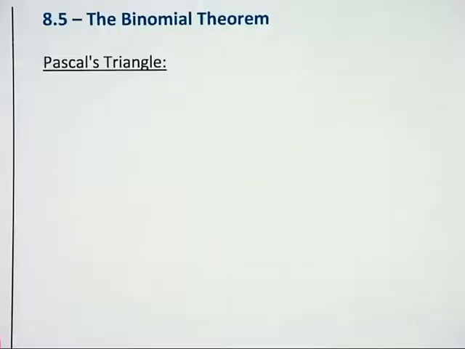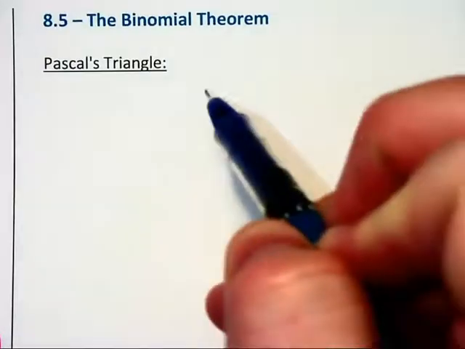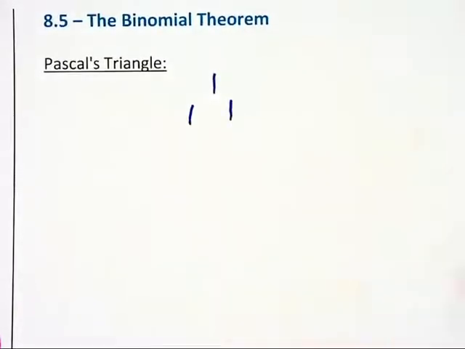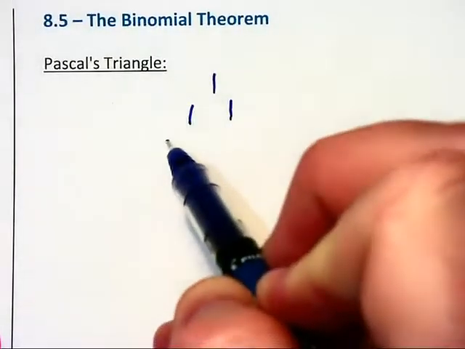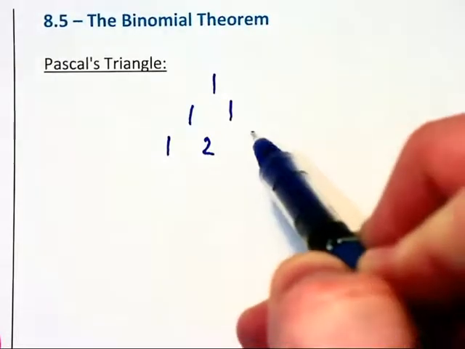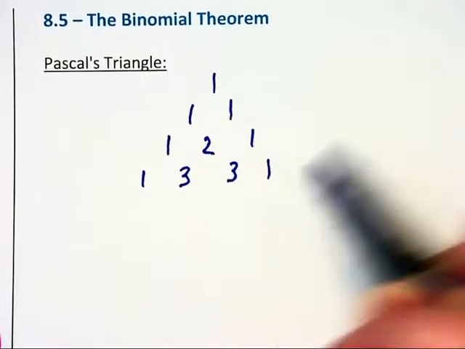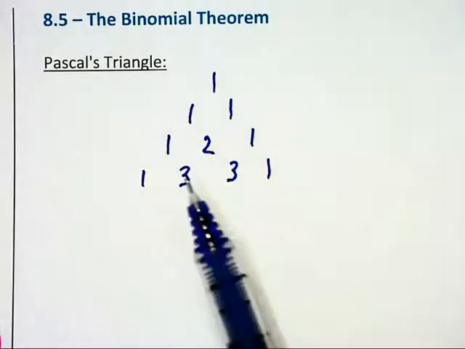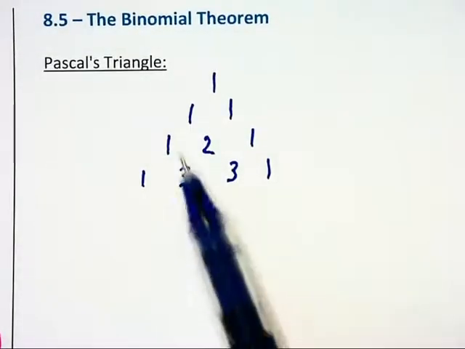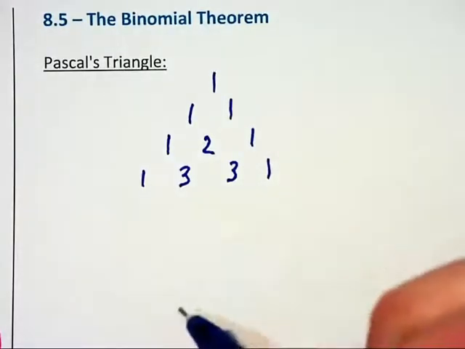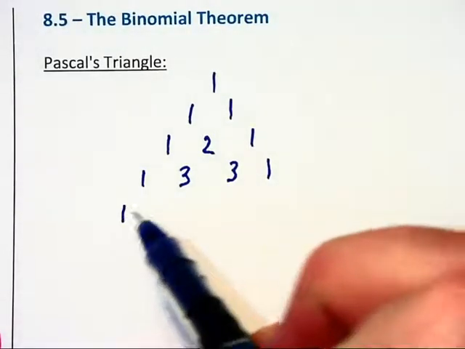In our development of the binomial theorem, let's begin with Pascal's triangle. This is a triangle that begins with 1, 1 at the top rows, and it's then followed by 1, 2, 1, 1, 3, 3, 1, etc., where in each row, each element is the sum of the two numbers above it.